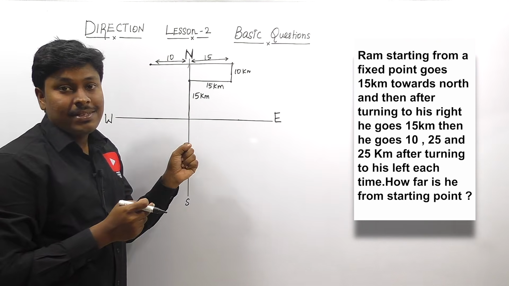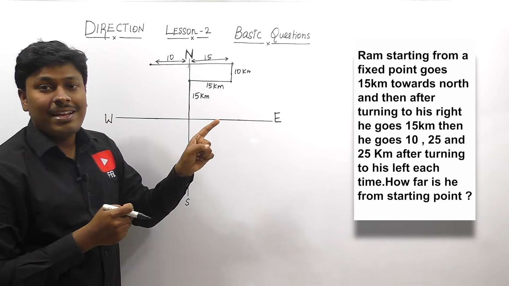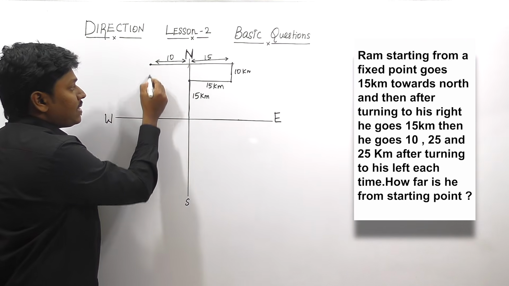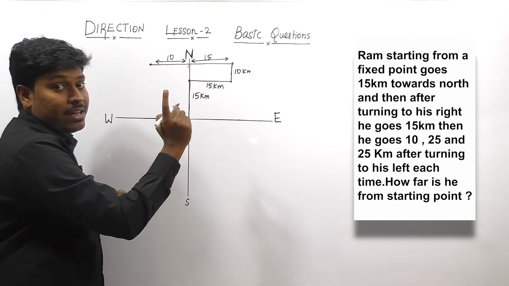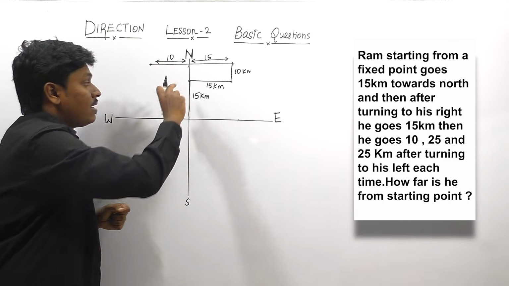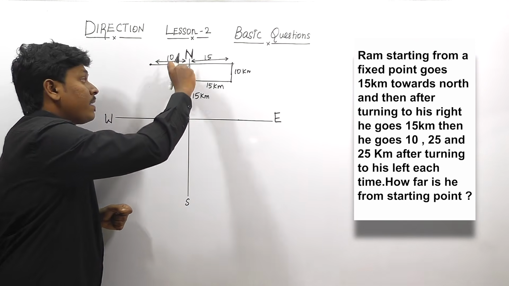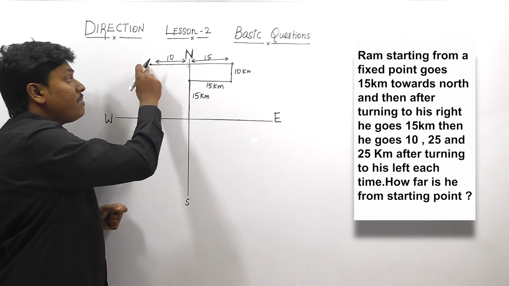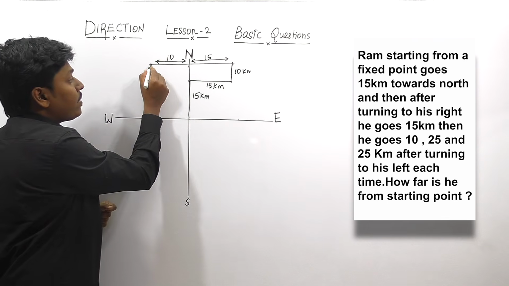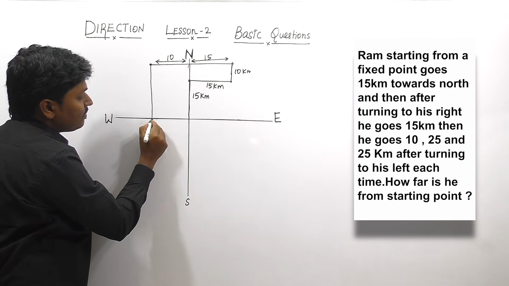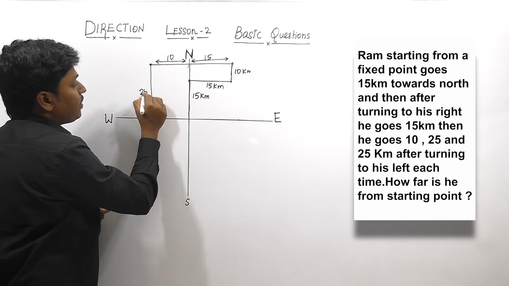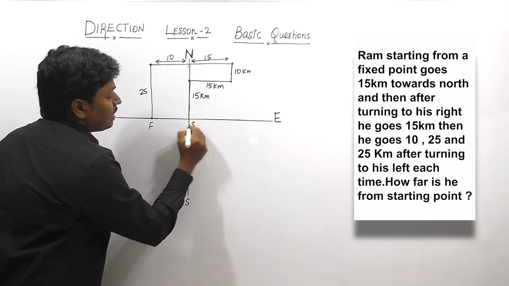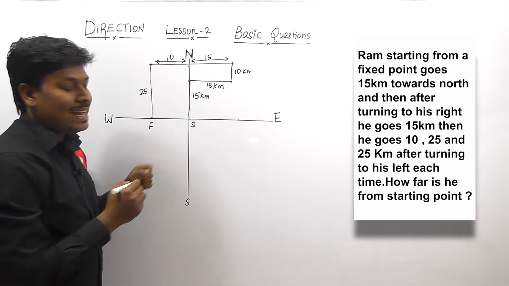Third time he is turning left, he is again covering 25 kilometers. So from here when he turns left, left hand side will be this side. Friends, listen carefully. He is covering 25 kilometers. This is 15 kilometers and this is 10 kilometers. So the total height will be 25 kilometers. From here he is turning left and covering 25 kilometers. Surely I can say that he will be at this point. So this will be 25 kilometers. So finally he is at this point and this is the starting point. So this is the starting point and this is the ending point, right?